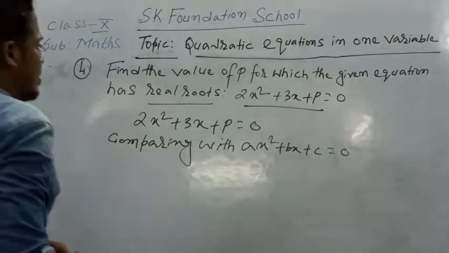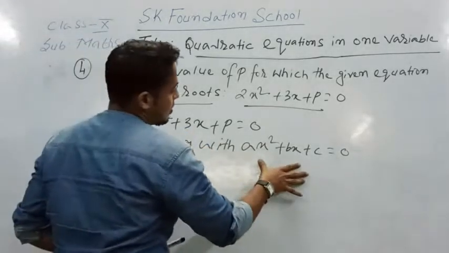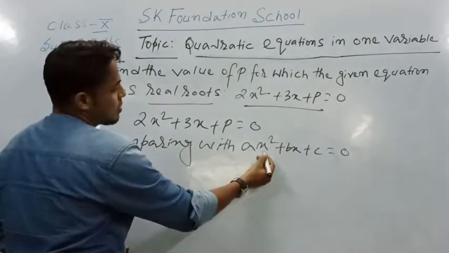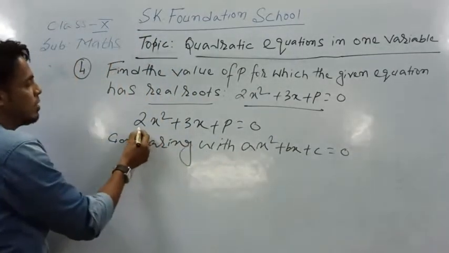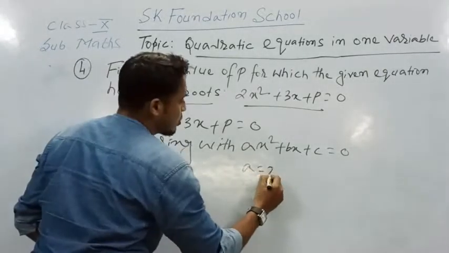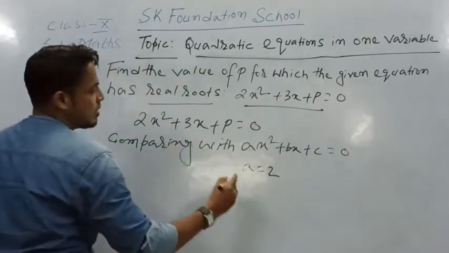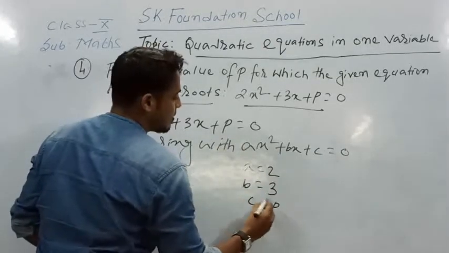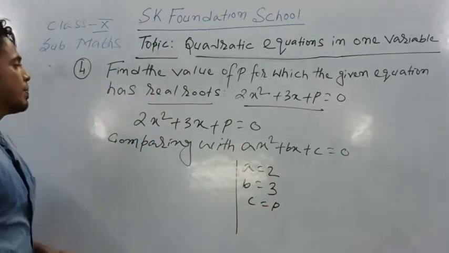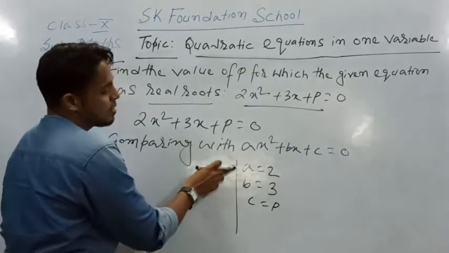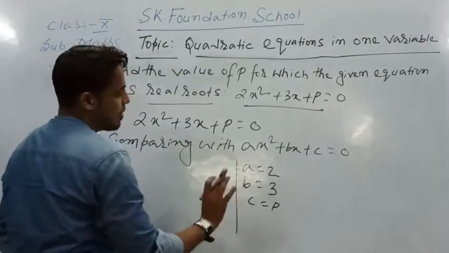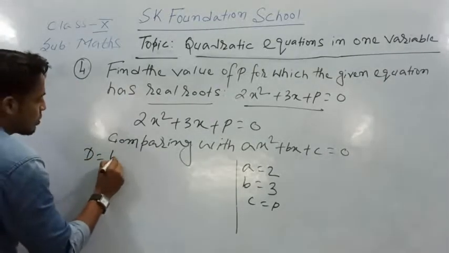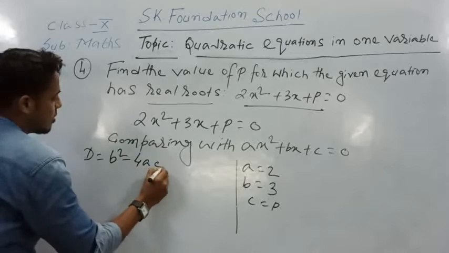Okay. We are going to compare this equation with ax square plus bx plus c. Look here: the coefficient of x square is 2. So a equals 2, b equals 3 and c equals p. Then we compare the two equations by getting the values a = 2, b = 3, c = p. Okay. Now D equals b square minus 4ac.